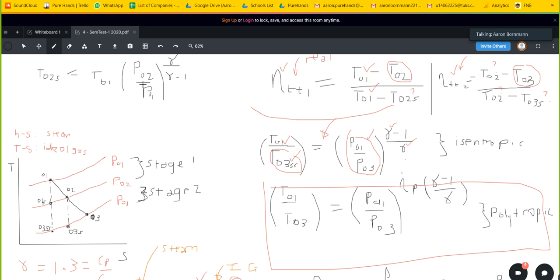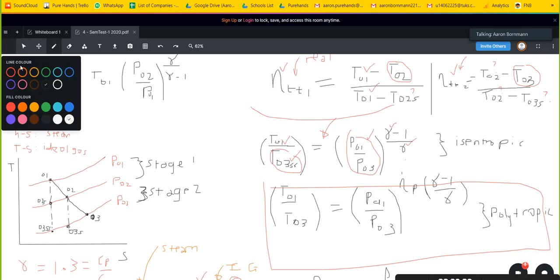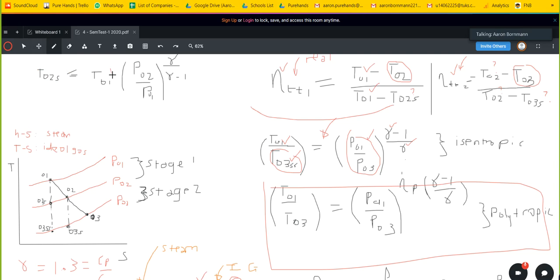So now that we have that, we know what the gamma value is. We know what the pressure ratio is for the stage, right? So therefore we can easily find this. Remember that this should all be in Kelvin. It doesn't really matter as long as it's the same units, but take note that you're going to get an answer in Kelvin. Very important to take note of that.